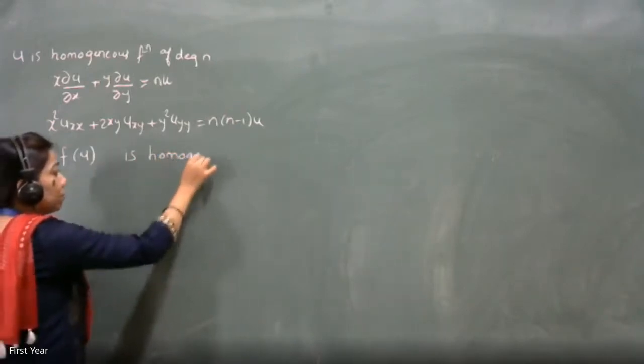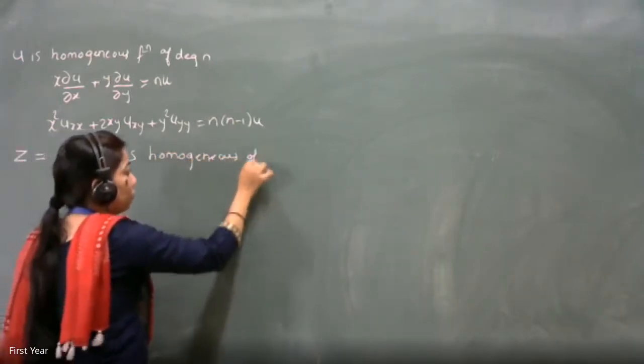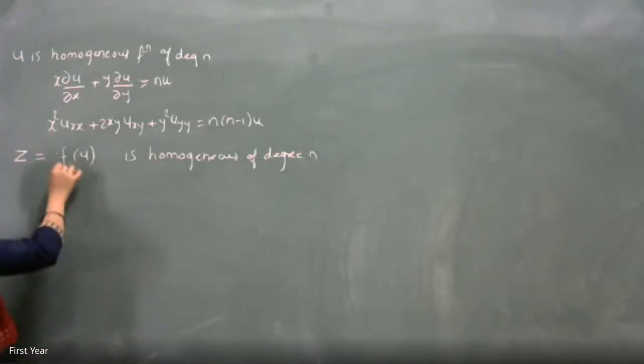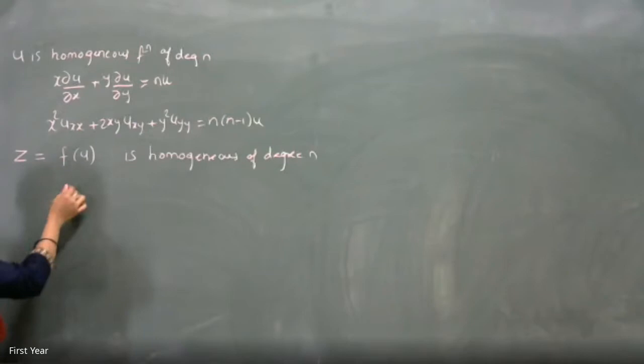Okay, but in this case, u was directly homogeneous. Now, in case your function u is not homogeneous, but is a function of a homogeneous expression. So what is the meaning of that? Let me just tell you. Suppose z is equal to f of u, where z is equal to f of u is homogeneous of degree n. Now, who is homogeneous? Z. But what is z? Z is a function of u. Okay. So if it is a homogeneous function, then what will be the expression?